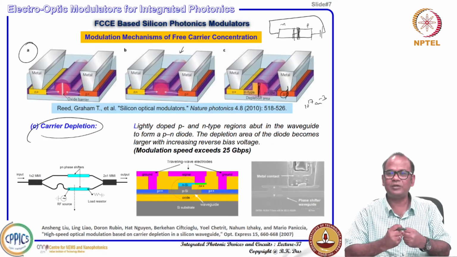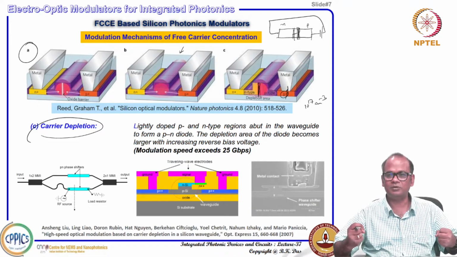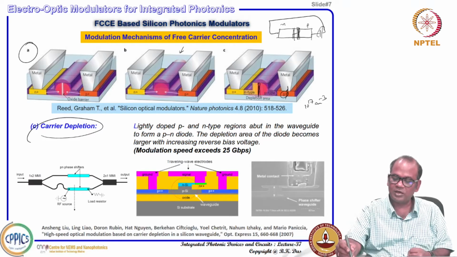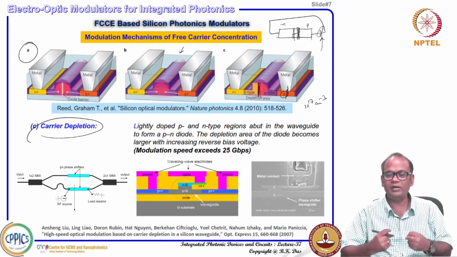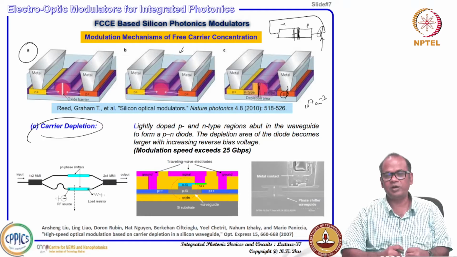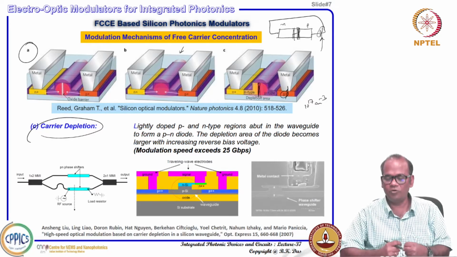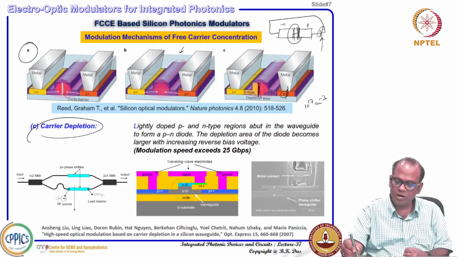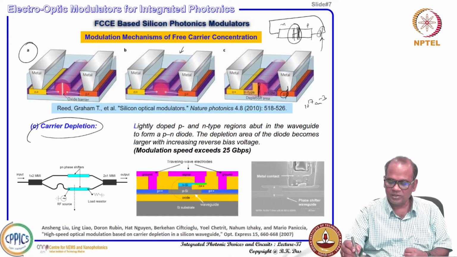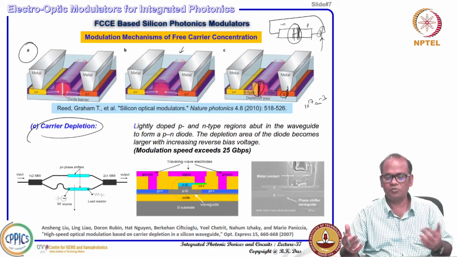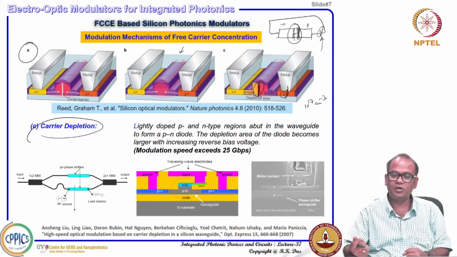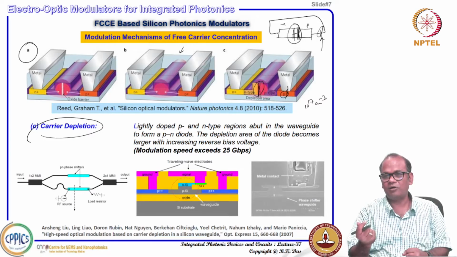Now you can increase the depletion width and you can decrease the depletion width by controlling the reverse bias voltage. So this can be your data. Depending on your electrical signal, how much reverse bias you are giving, high or low, you can modulate the depletion width. Modulating the depletion width means you can modulate the free carrier overlap with the guided mode. That way you can control the refractive index.